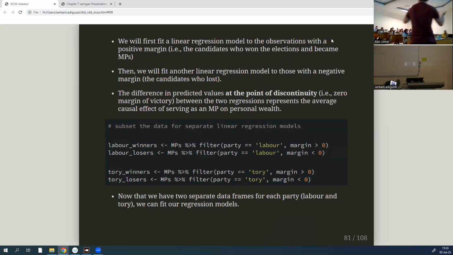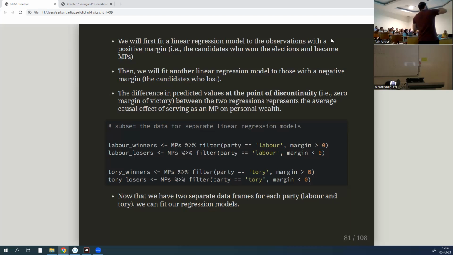Of course, there will be problems. I'm not going to define any window. It's just a linear fit, which might be a good fit or not. So that's the whole point. And I'll do it for Labour and Tories, the two major parties in the British Parliament.